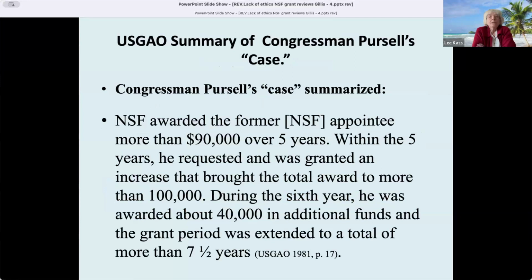Here's the case as was summarized by the USGAO in 1981. The National Science Foundation awarded the former NSF appointee more than $90,000 over 5 years. Within the 5 years, he requested and was granted an increase that brought the total award to more than $100,000. During the 6 years, he was awarded about $40,000 in additional funds, and the grant period was extended to a total of more than 7.5 years.